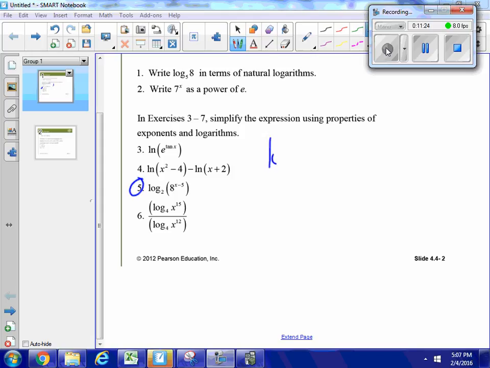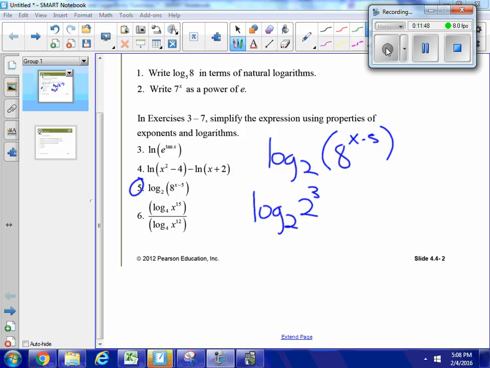So I have log base 2 of 8 to the x minus 5. Well, looking at that, I have to realize that 8 is a power of 2. So this is really the same thing as the log base 2 of 2 to the third to the x minus 5. All right, that's going to make it a little bit easier. So let's rewrite that as log base 2 of 2.